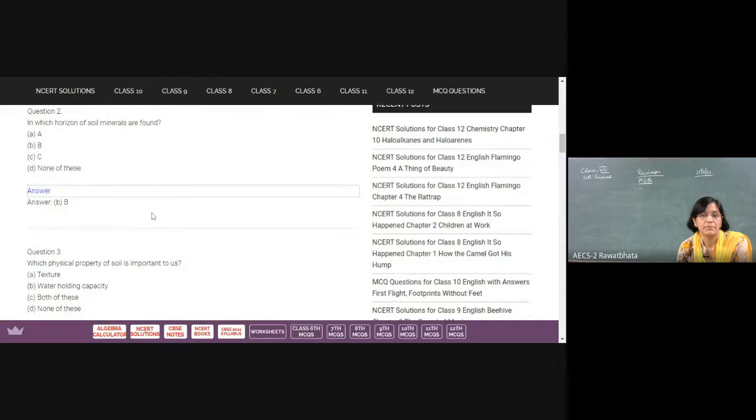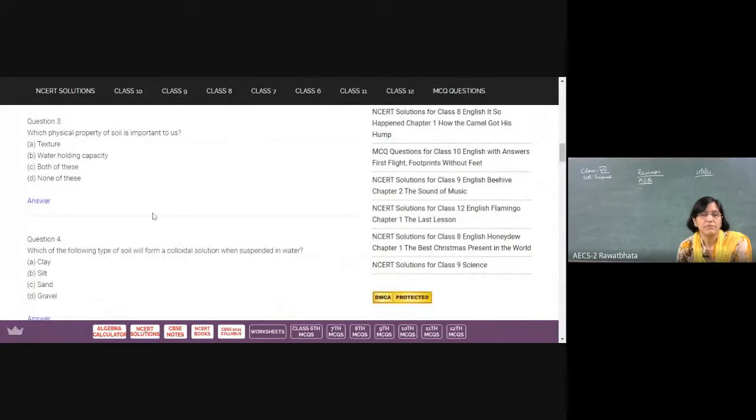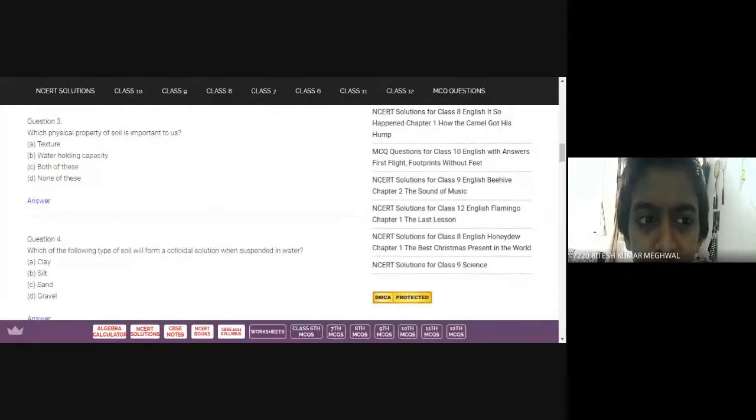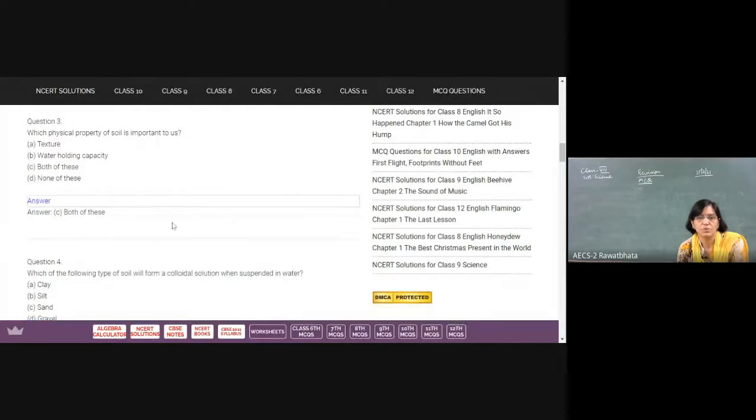Try to read them. Question number 3: which physical property of soil is important to us? Texture, water holding capacity, both of these or none of these? Ritesh, Kumud, ma'am, both of these. Option C, both of these. Correct. Both of these are needed.